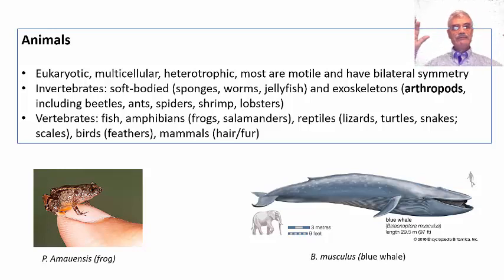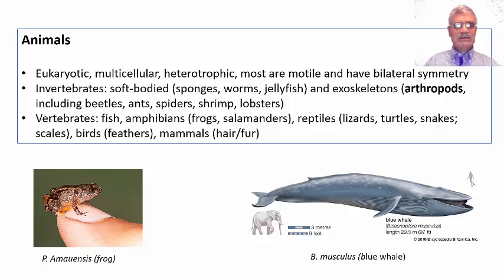Just kind of look at each other. We got left and right. Now, animals can be either invertebrates or vertebrates. Invertebrates tend to be those that are soft-bodied, like sponges and worms and jellyfish and coral, or those that have exoskeletons, such as the arthropods, including insects, including beetles and ants and spiders, but also arthropods includes shrimp and lobsters. So all of these have exoskeleton, giving them protection and also enabling them to resist the force of gravity, that is, to have a little bit of structure to themselves.